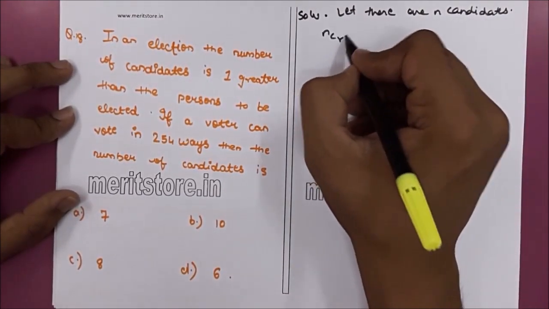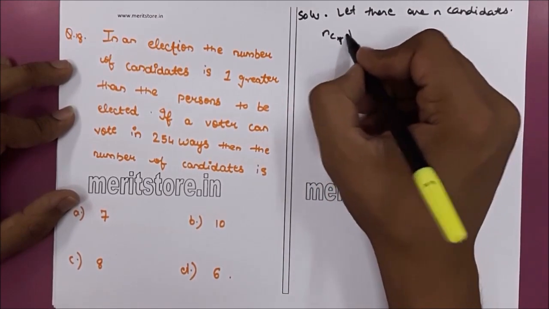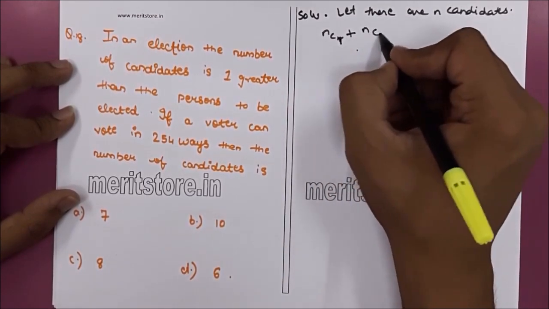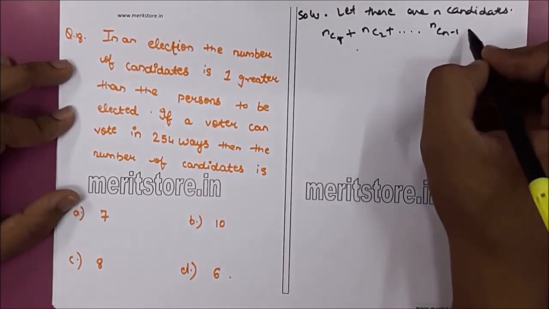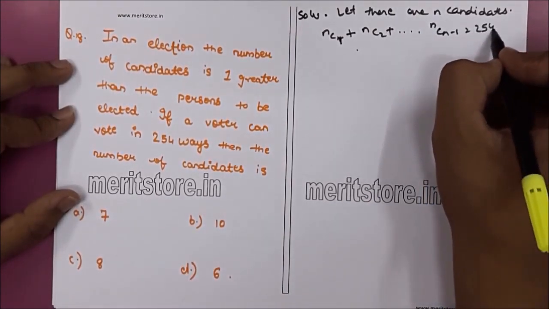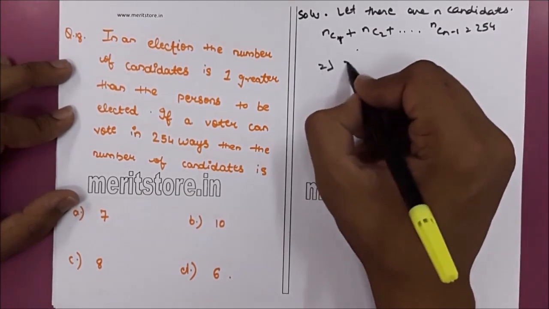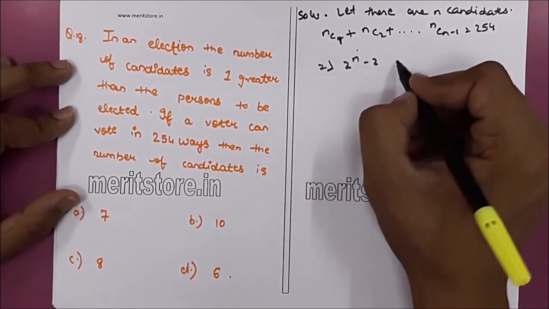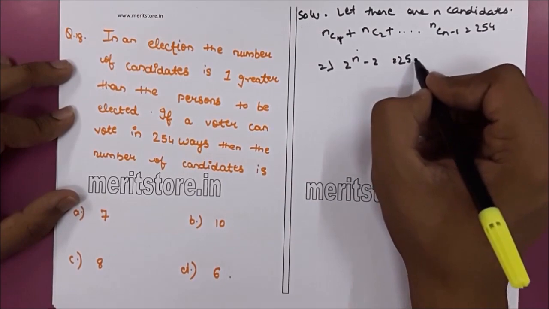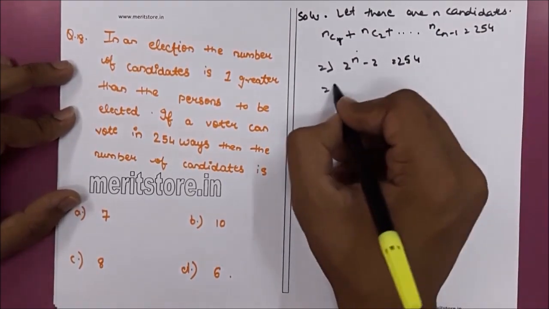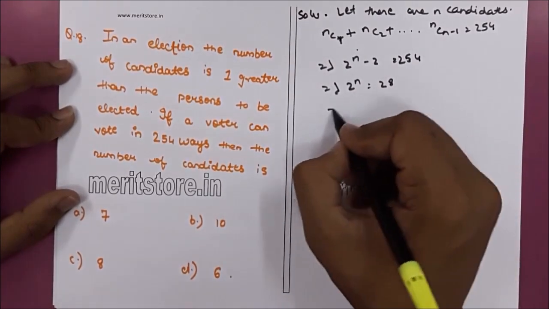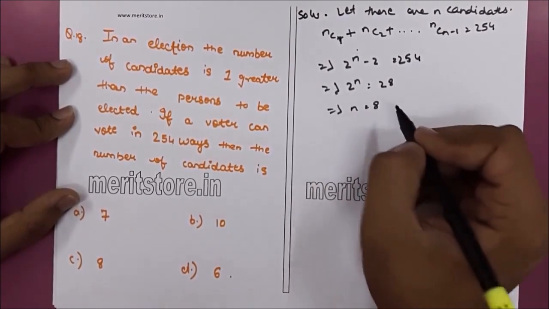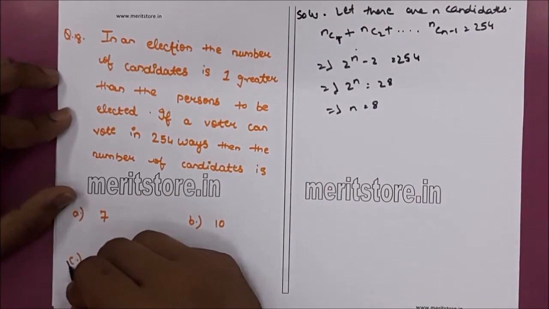Therefore nC1 plus nC2 plus up to nC n minus 1 is equal to 254. That is equal to 2 raised to n minus 2 is equal to 254. That is equal to 2 raised to n is equal to 2 raised to 8, so n is equal to 8. Therefore option C is correct.